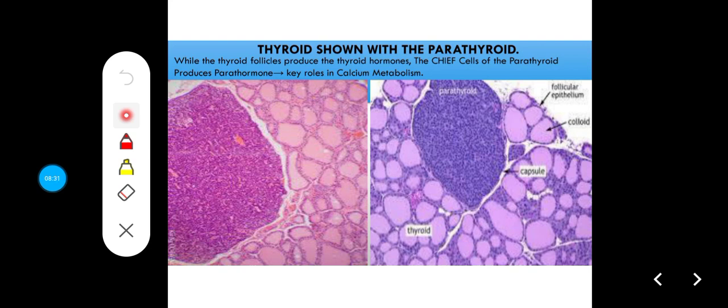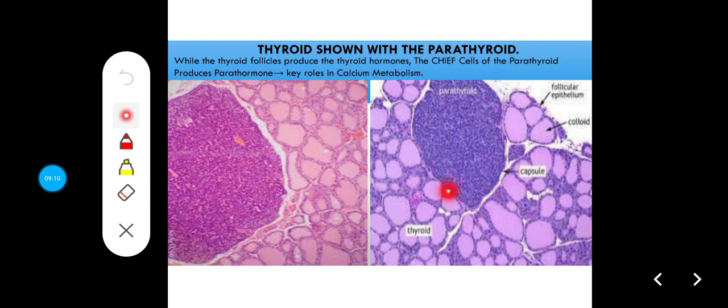While the thyroid follicles produce the thyroid hormones, the chief cells of the parathyroid produce parathormone, which plays key roles in calcium metabolism. So this is like an image of the thyroid gland shown together with the parathyroid gland, because in normal human anatomy, the parathyroid glands are in close proximity. They are embedded within the thyroid gland.